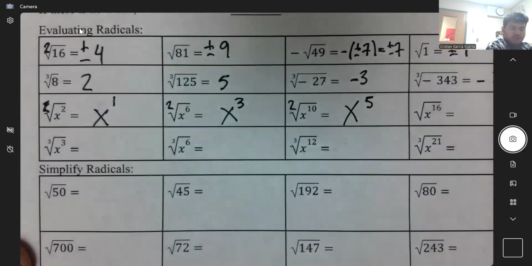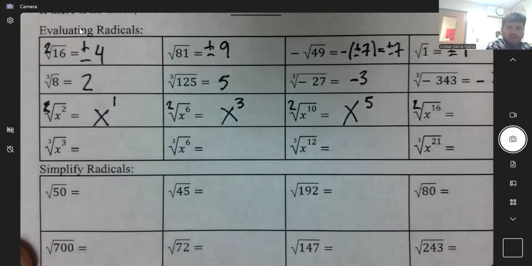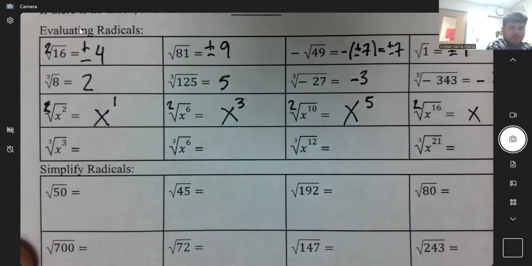For this last one, again, there's no index, so put a 2. What's your variable? X. How many times is 2 going into 16? 8 times, so it's x to the 8.